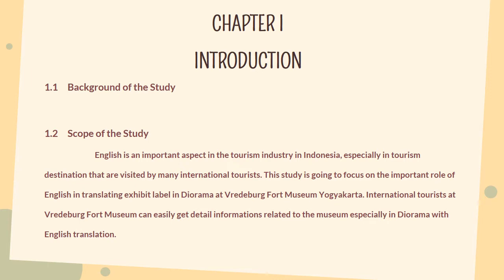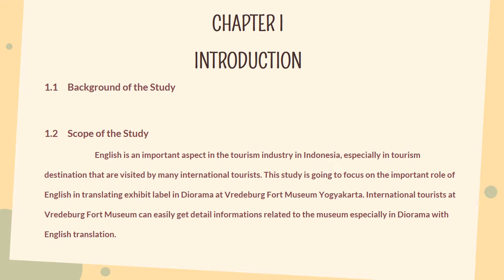The reason why the writer chose translation is because the writer wants to improve her skill to translate even a short or long text, which requires accuracy and speed in time management, both the accuracy of word selection and the grammar used. The other reason is because there are several exhibit labels in the Diorama which are not translated into English yet. The translation is used to give brief and detailed information of the collection that can be read by the international tourists in order to enjoy the Diorama at Vredeburg Museum and also increase the visits of international tourists to Vredeburg Museum.